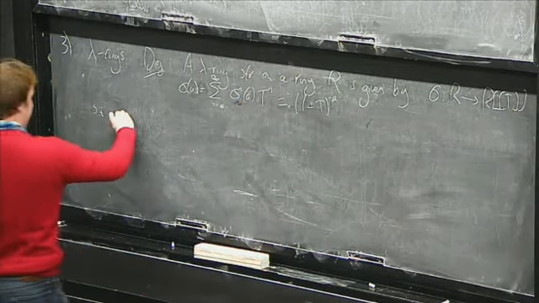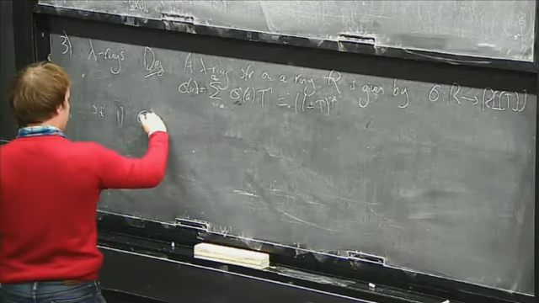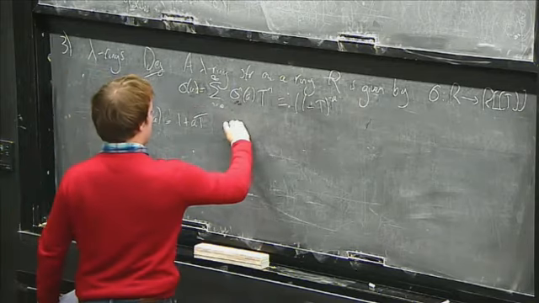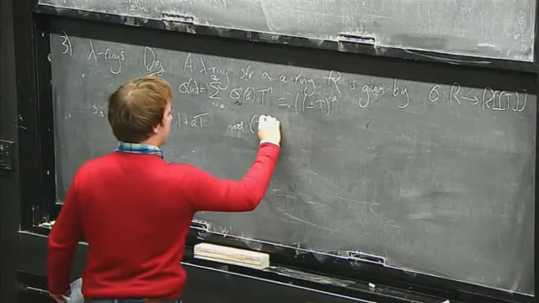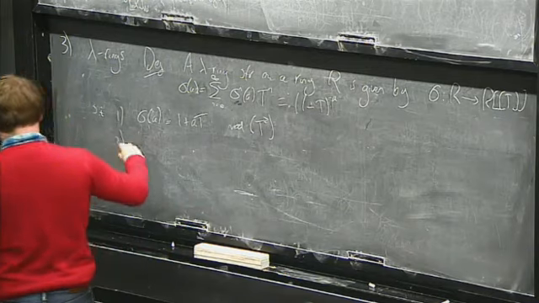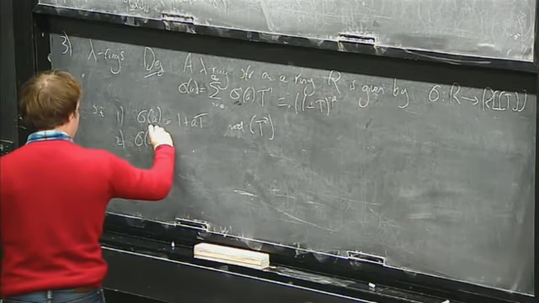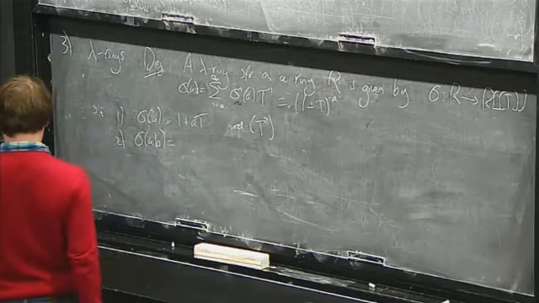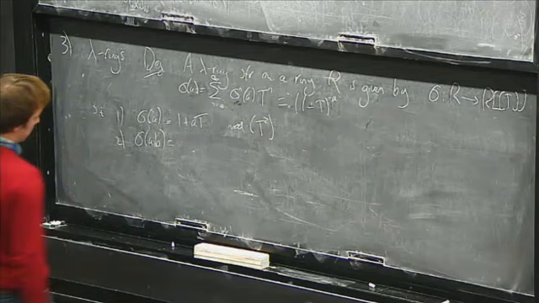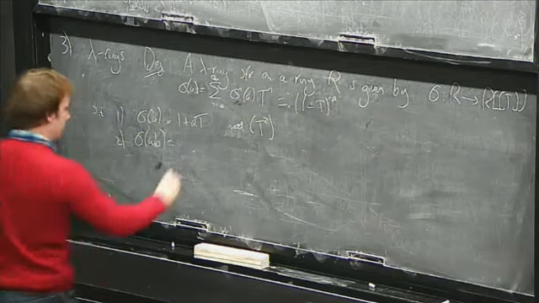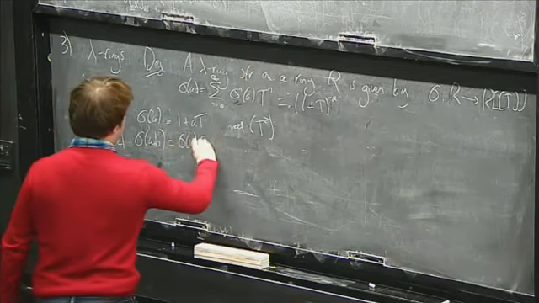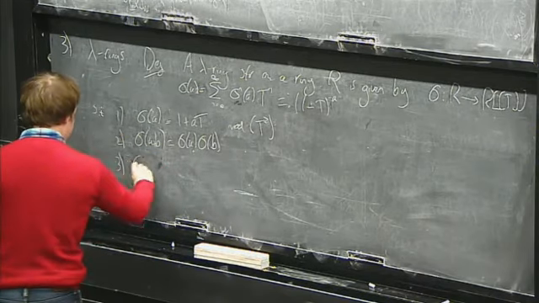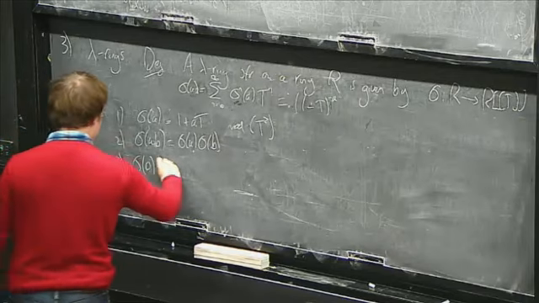And this is supposed to satisfy some conditions. Those conditions are that sigma_t(a) equals 1 plus a t mod the ideal generated by t squared. Secondly, sigma_t(a plus b) equals sigma_t(a) times sigma_t(b). And thirdly, sigma_t(0) is meant to be 1.